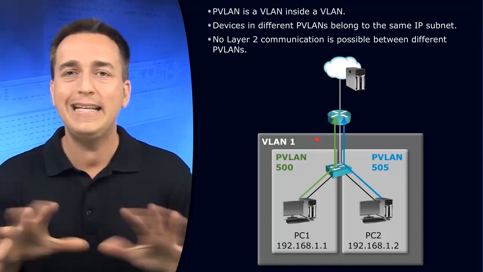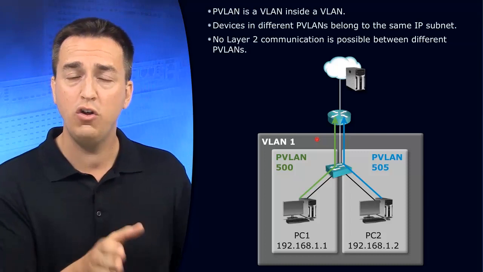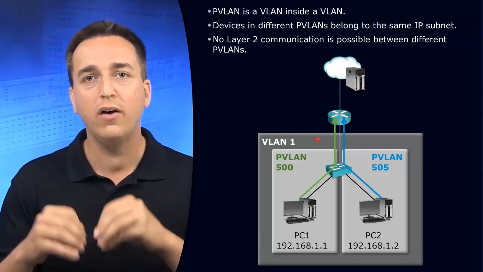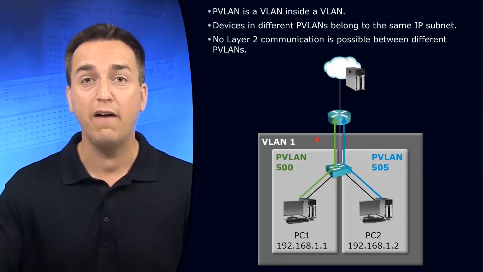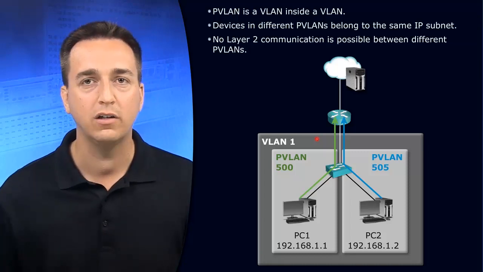So everybody's in that. But then if we start carving up the interfaces and saying, all right, even though you are in VLAN 1, we are now placing you in a secondary, smaller sub-VLAN. So we're placing you in a VLAN within a VLAN. Well, that's what private VLANs are about.